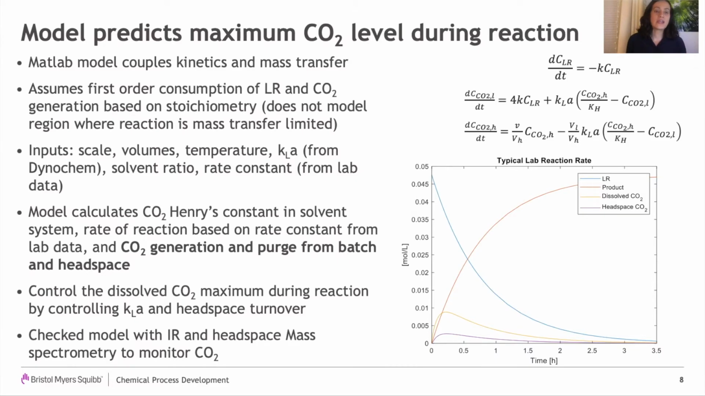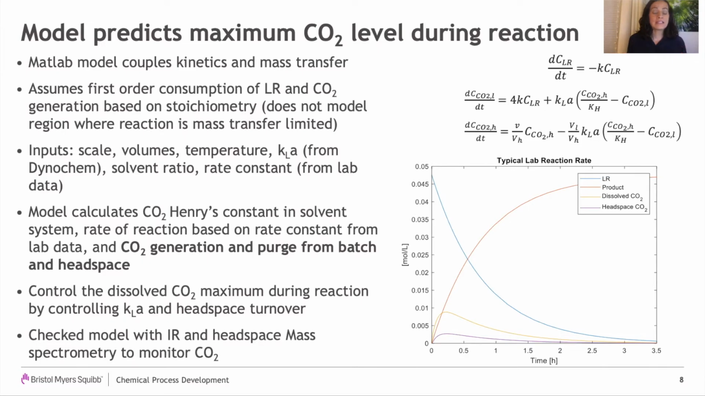The inputs are scale, volumes, temperature, KLA, solvent ratio, which determines the Henry's constant of the system, and rate constant, which we took from lab data. And then the model calculates the carbon dioxide generation and purge from the batch and from the headspace. So you can see all those curves over to the right, the consumption of the limiting reagent, the growth of our product, and then the yellow curve, it's the dissolved CO2, which eventually gets purged through equilibrium into the headspace, which then gets purged out of the entire reactor. So that's the purple curve.